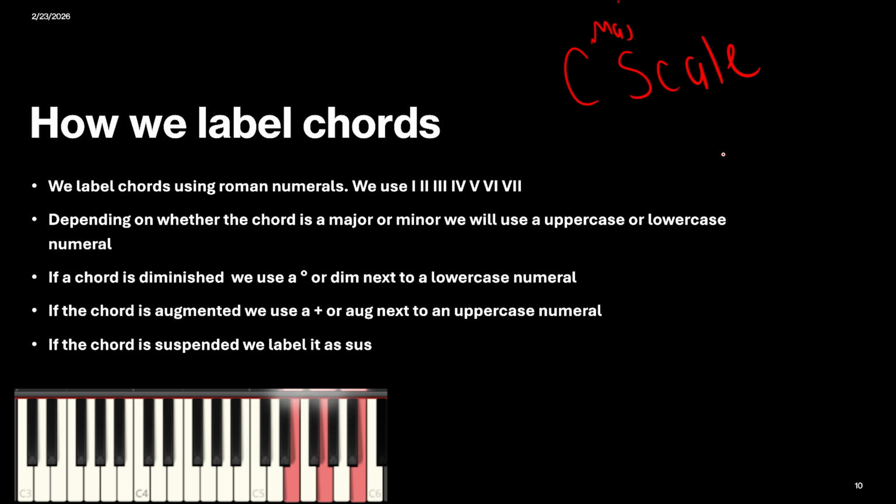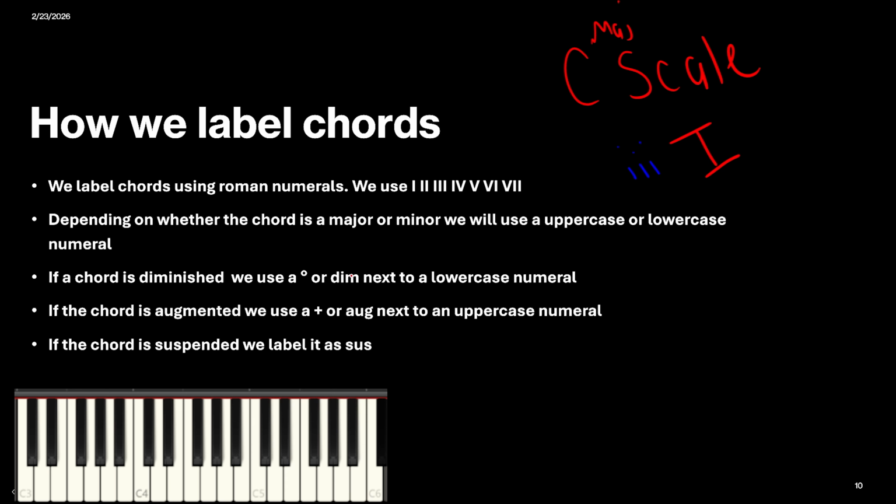And in this case it's a minor. You might be like, why is it a minor? We're going to get to that in a second. Because it's a minor chord, we're going to put this as a lowercase 3. So we would label this as the third chord with the lowercase Roman numeral. And if we want to write the one chord, which is a C major, we would write that as an uppercase 1.